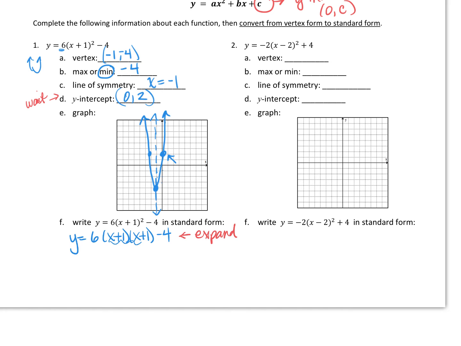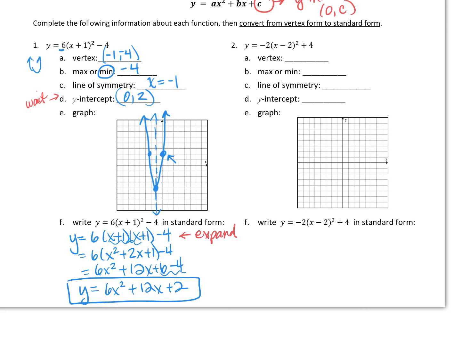Now I'm going to FOIL these two. So x times x is x squared, plus x gives me 2x in the middle. 1 times 1 is 1, minus 4. I'm going to close that parenthesis. Now I want to distribute that 6. So I have 6x squared plus 12x plus 6 minus 4. Now I clean this up, and I have 6x squared plus 12x plus 2. There's my equation. Now notice, here's that y-intercept right there. There it is, 0, 2. We saw it on the graph, and now we can see it in the equation.